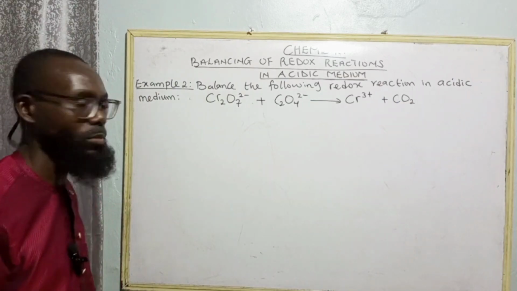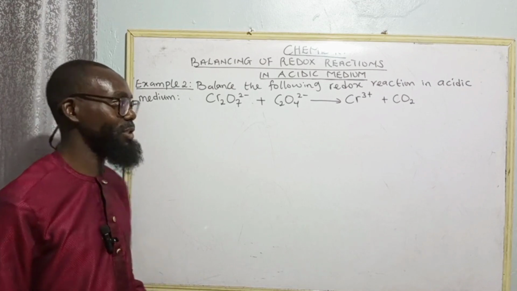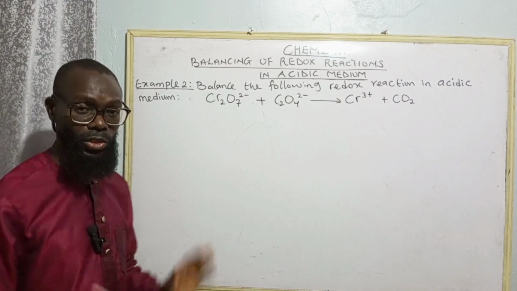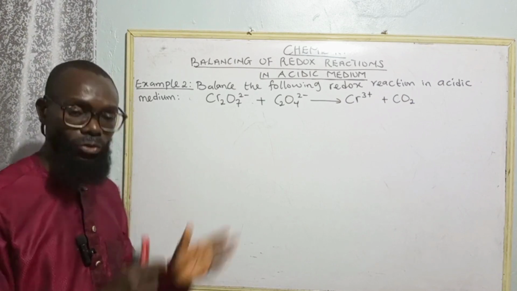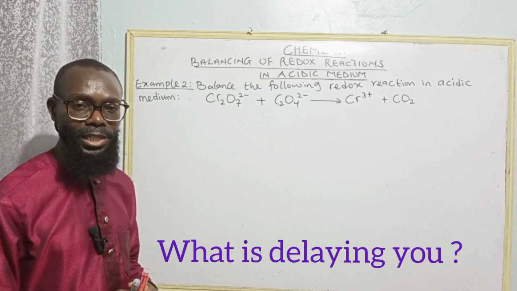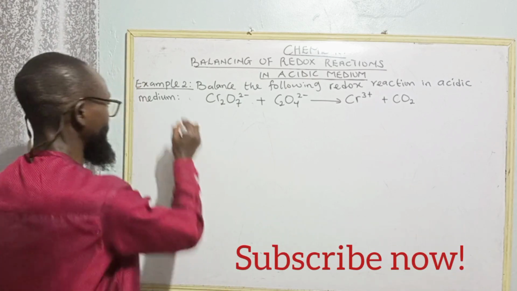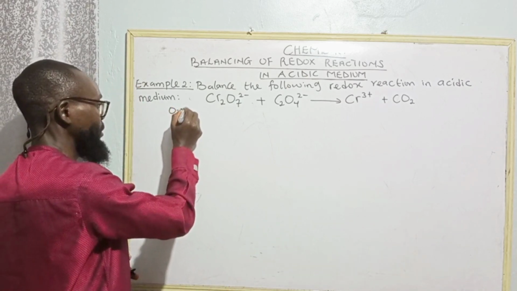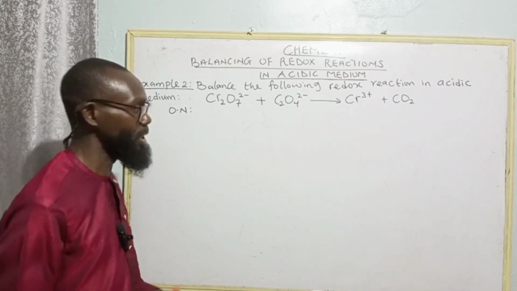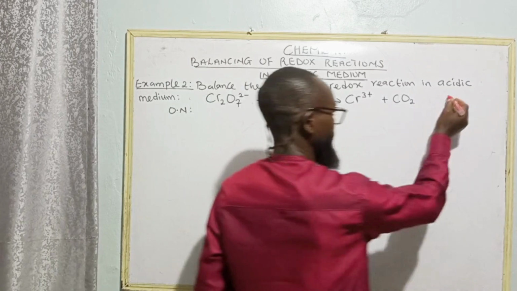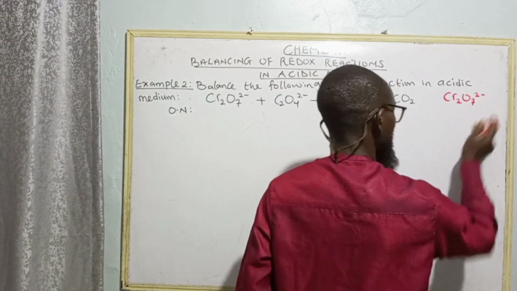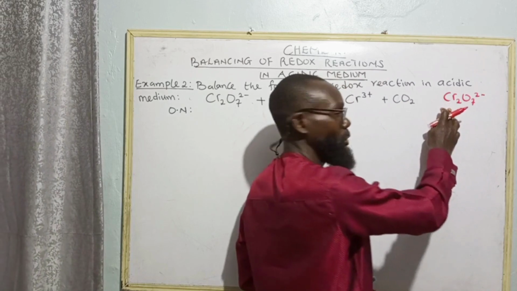Example 2. Balance the following redox reaction in acidic medium. Now, don't forget the first rule. We have to separate this into oxidation and reduction. So in this case, we have oxidation number. Now I want to look for the oxidation number of chromium here. Cr2O7 2 minus. Oxidation number of chromium is what we are looking for.